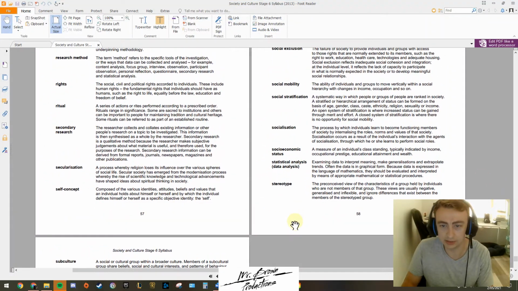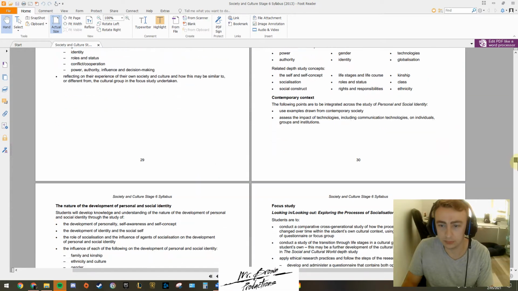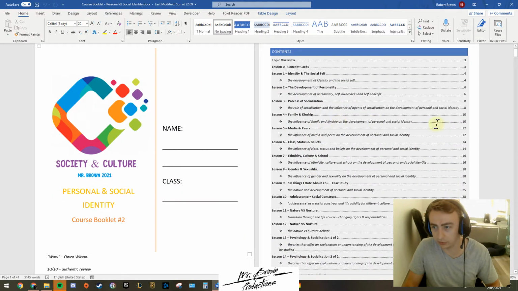If we look at our syllabus, I'll just show you where it is. So here is the part: the influence of each of the following on the development of personal and social identity. We've got to look at how all of these impact your personal and social identity, and by extension, their role as agents of socialization and how they influence how you grow up as well. We're going to be looking at a bit of that for the next few lessons. So without further ado, page 10.